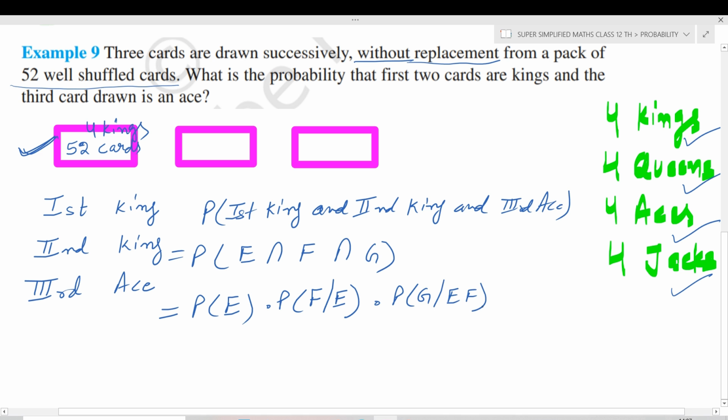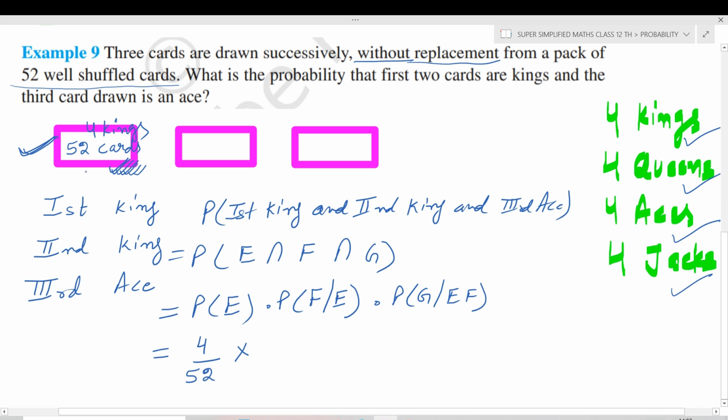Now when you take out the first card which was a king, this is going to be the structure of the playing cards. The first rectangle has got 52 cards and it has got 4 kings. So one king out of 52 cards can be taken out in 4 ways, since there are 4 kings, and the total number of ways of taking out one card is 52. So probability of getting first king card is 4 by 52.